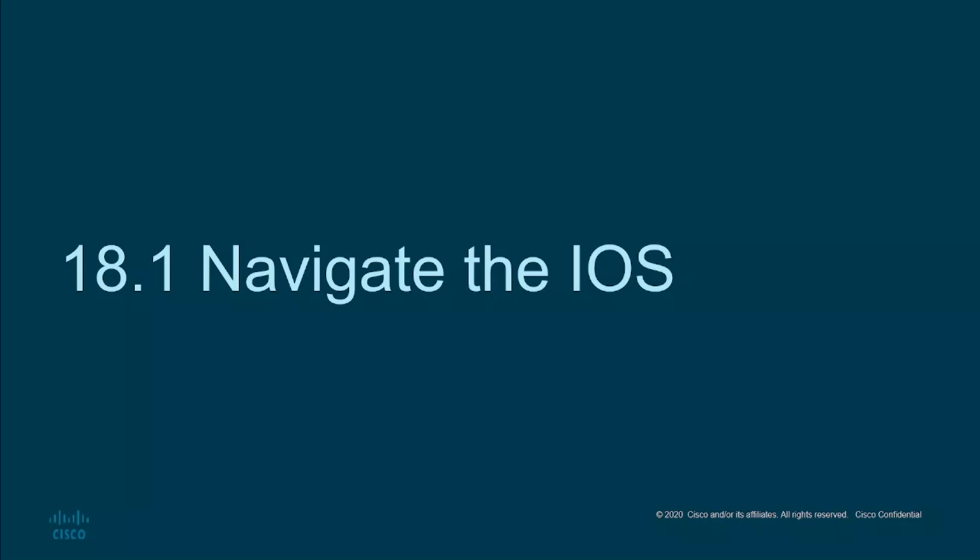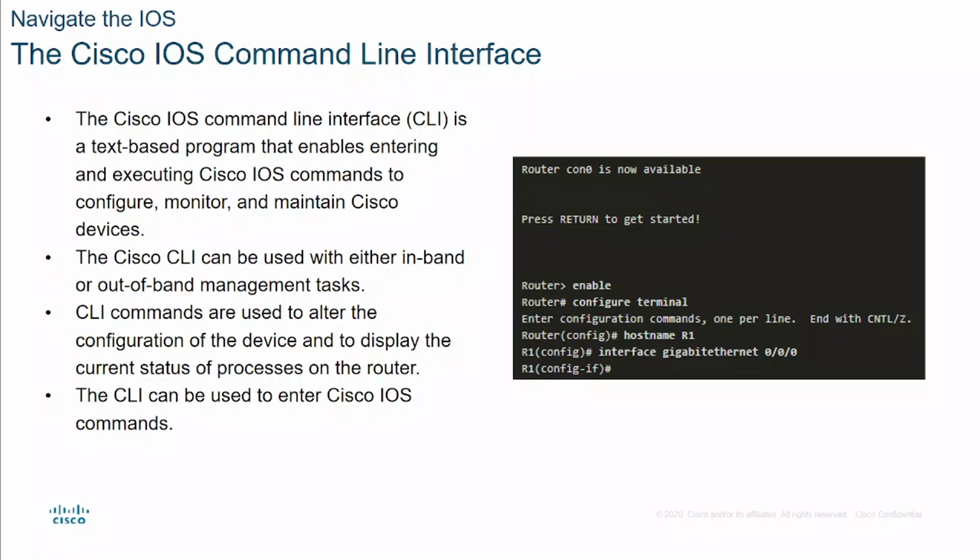So let's look at navigating the IOS. Now, just like every regular command line, this is how a command line interface looks. The Cisco IOS command line interface is a text-based program that enables entering and executing Cisco IOS commands to configure, monitor, and maintain Cisco devices. So the Cisco CLI can be used with either inbound or outbound management tasks.